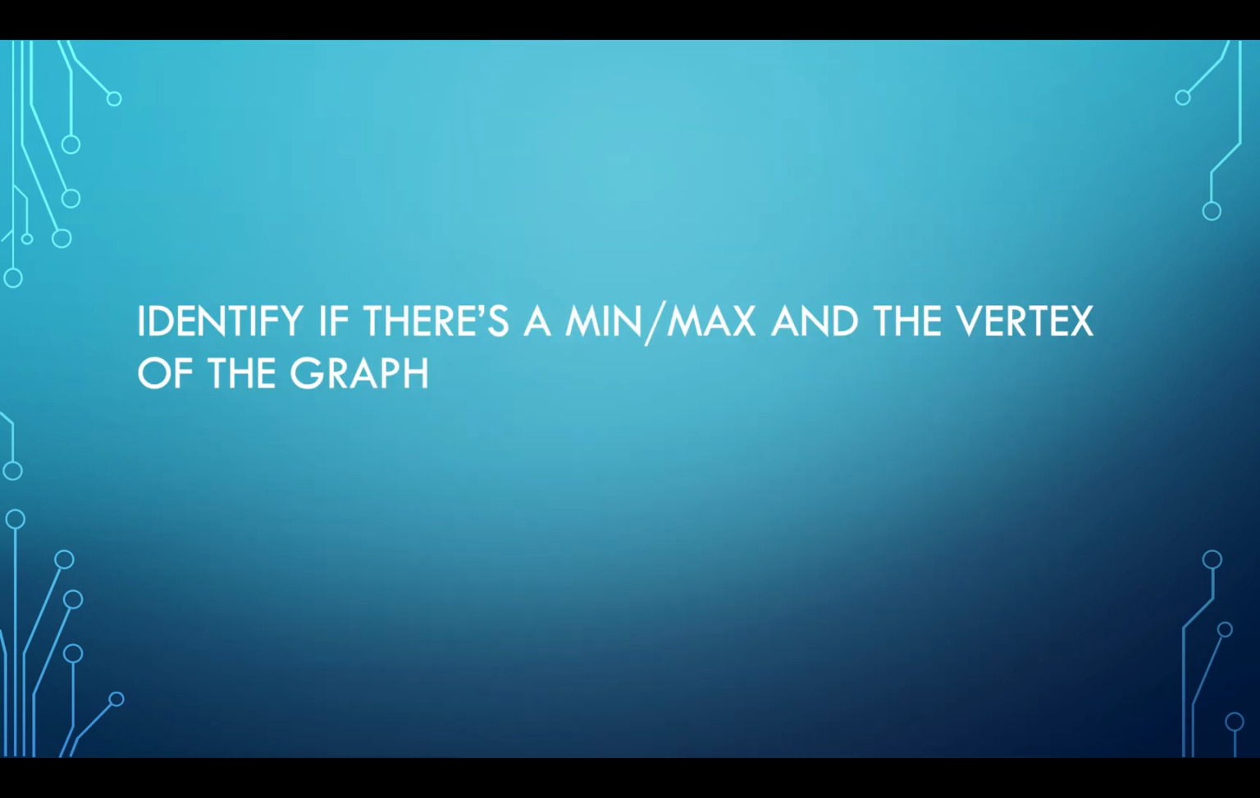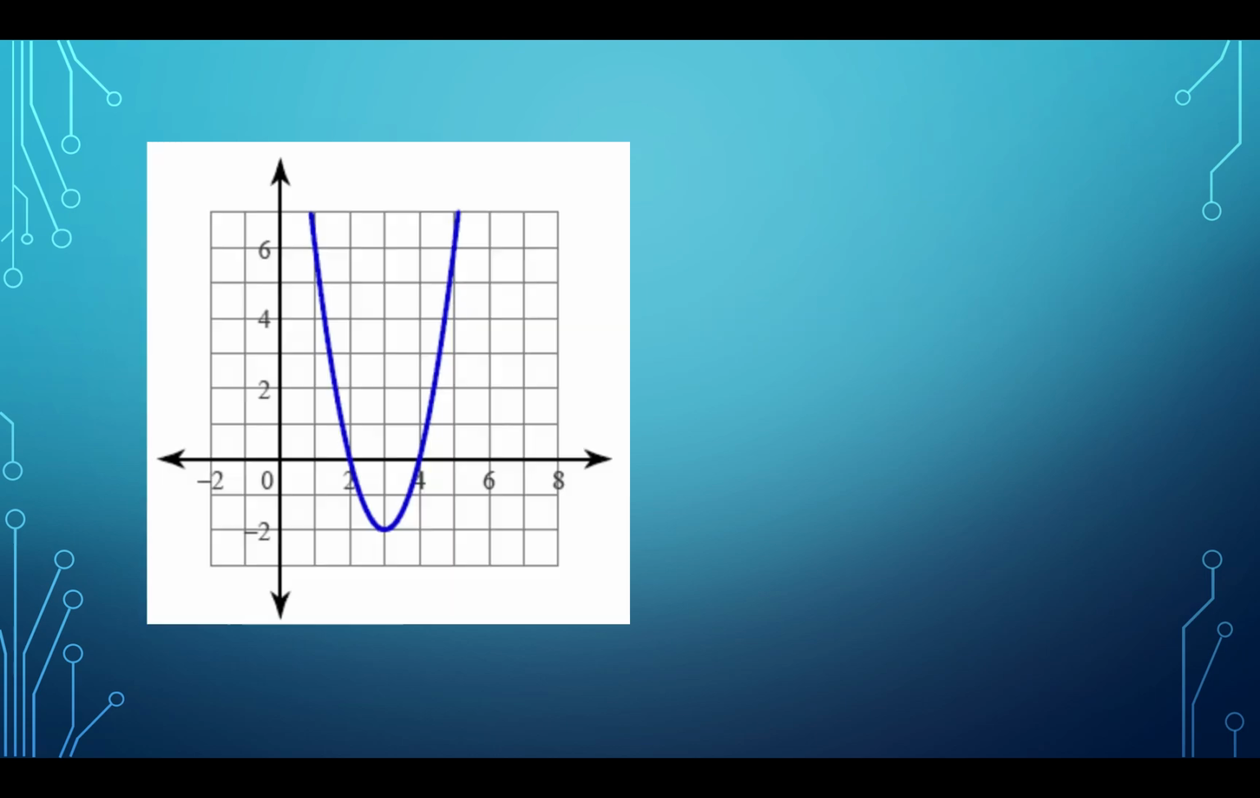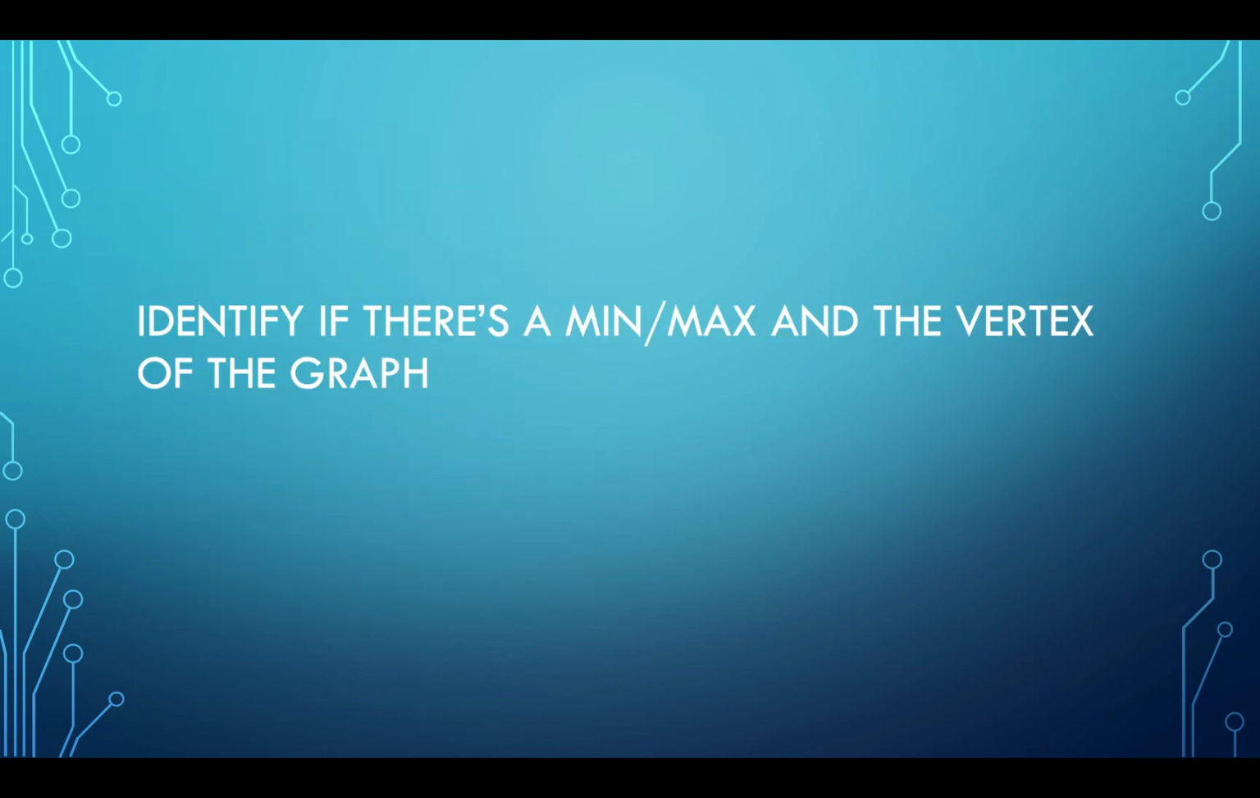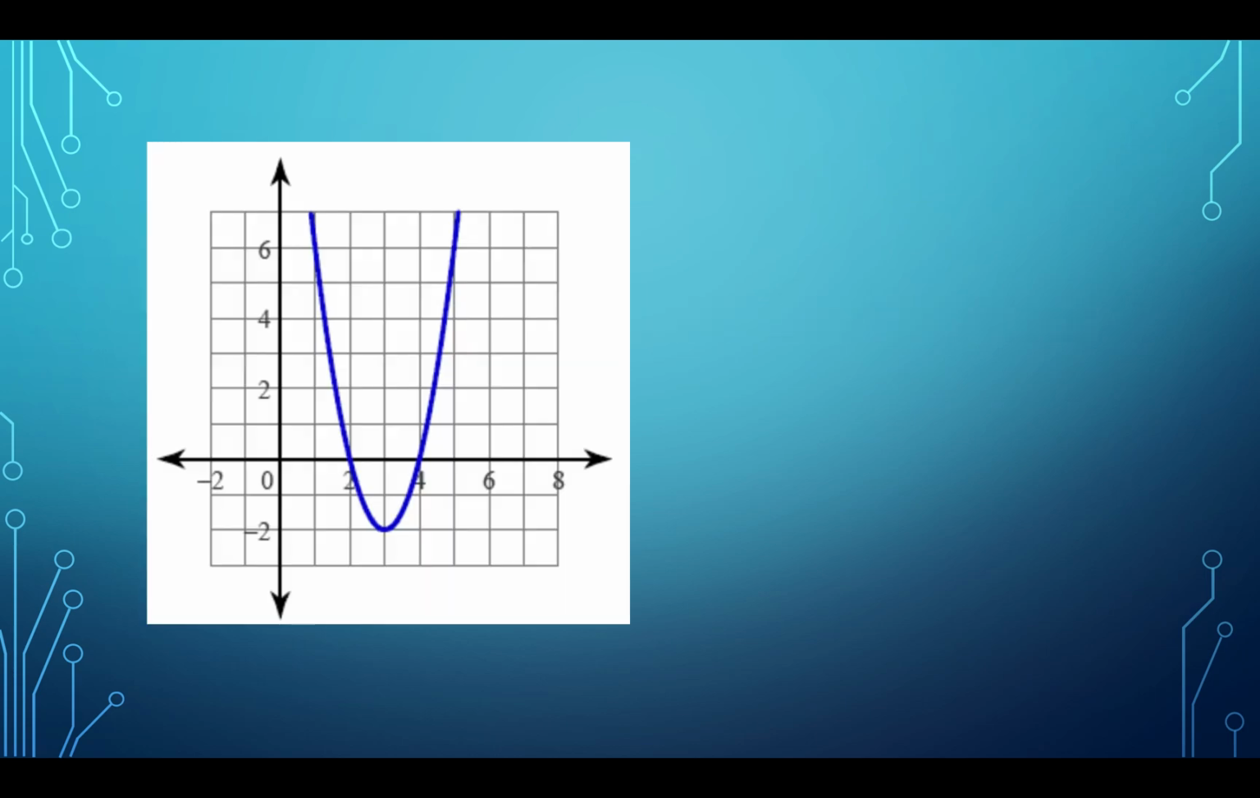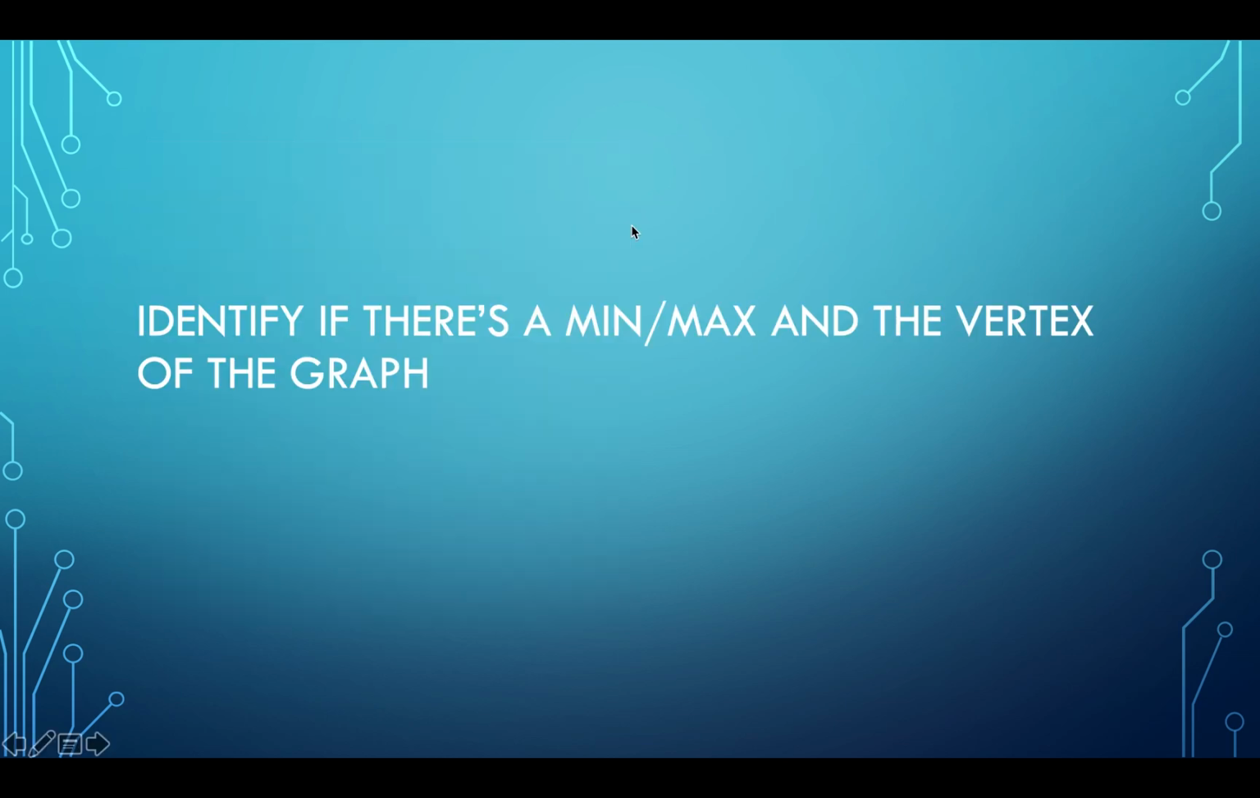So the first thing we went over was identifying if there's a minimum or a maximum and the vertex of the graph. As a reminder, the minimum is going to be the lowest point on the graph. So think of it as like a cup. It's the bottom of the cup. And then the maximum, think of it as a hill. That's the highest point of the graph. That's going to be the maximum.